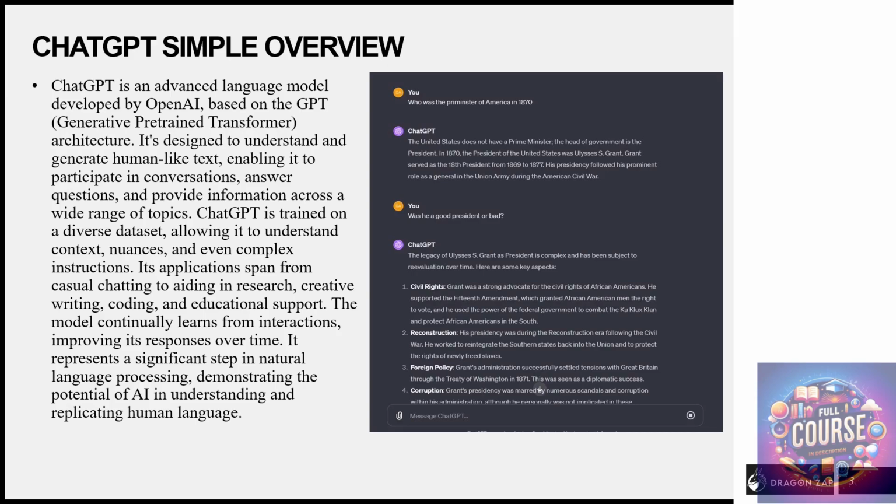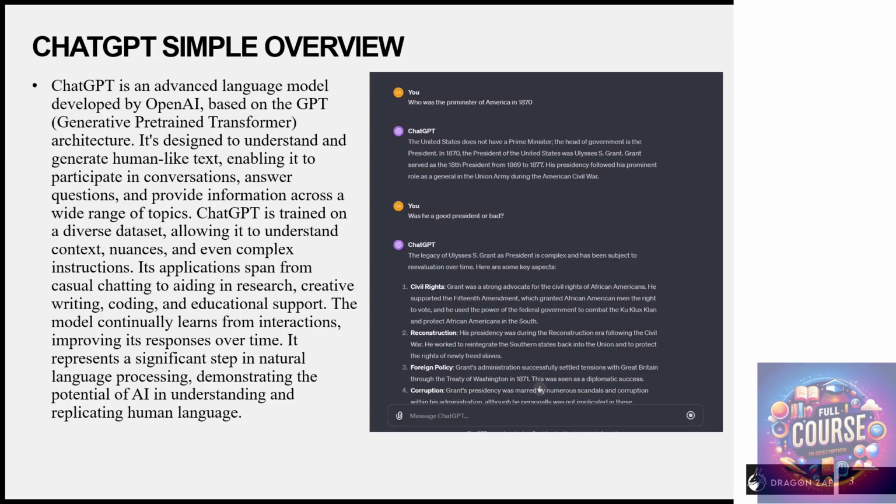And it has reasoning, as demonstrated in this screenshot, where I asked ChatGPT who is the Prime Minister of America. Now, of course, America doesn't have a Prime Minister, it has a president. And ChatGPT understood my mistake and corrected me. So throughout this course, we're going to be implementing ChatGPT into our web applications.